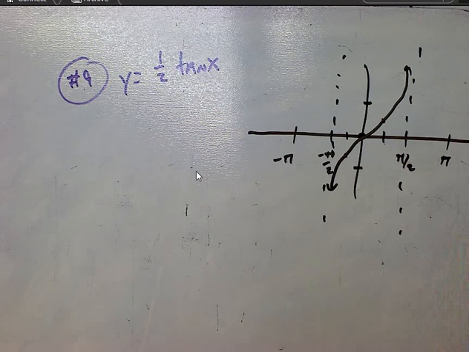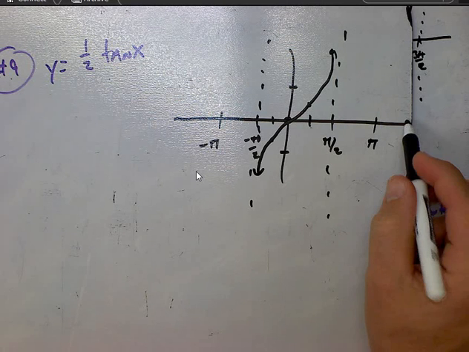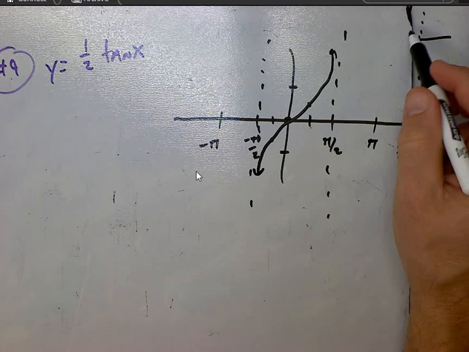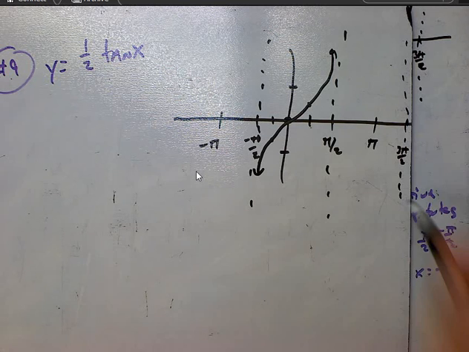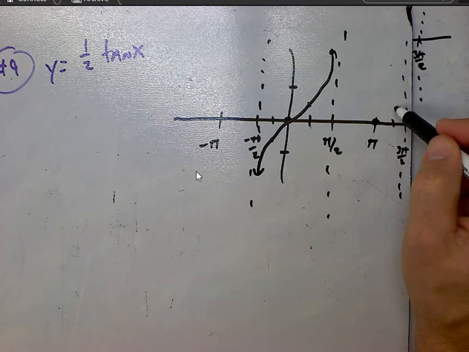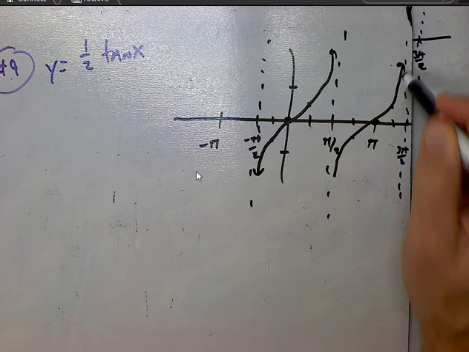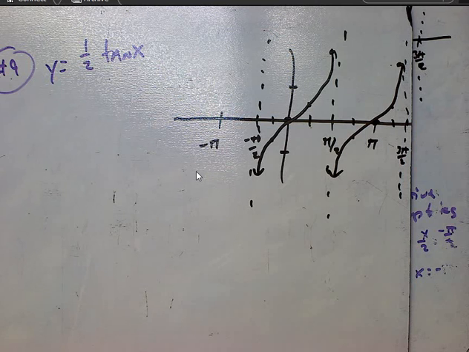It asks for a second period, so from pi over 2, add pi again, I get 3 pi over 2. Another asymptote there, 0. Halfway is going to be a half, halfway here is going to be negative 1/2. And there is the second period of number 9.